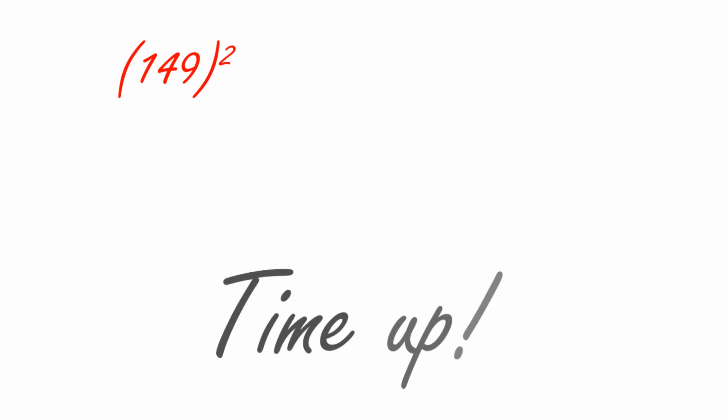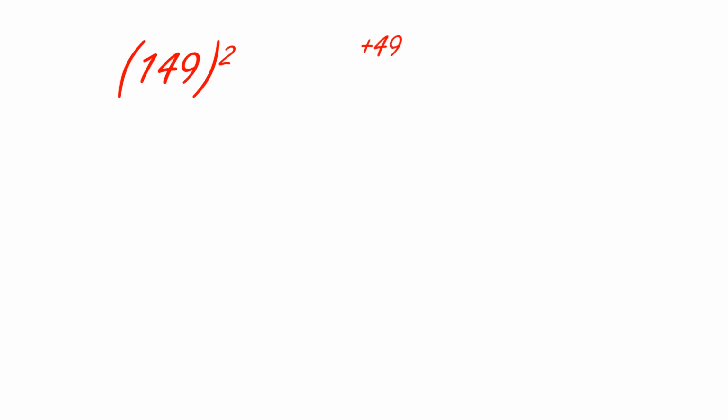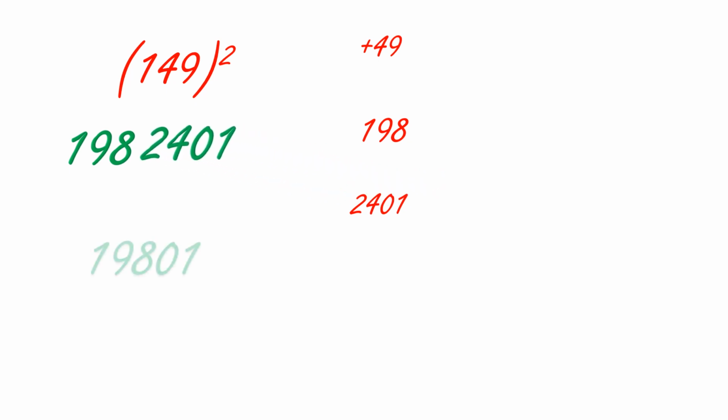Did you get the answer? If not, again focus. 100 plus 49, so 49 is the difference. Add 49 to the number itself. 149 plus 49 gives me 198. 49 square is 2401, which is the second part of my answer. Now 24 is carried forward. So 22201 is my answer.